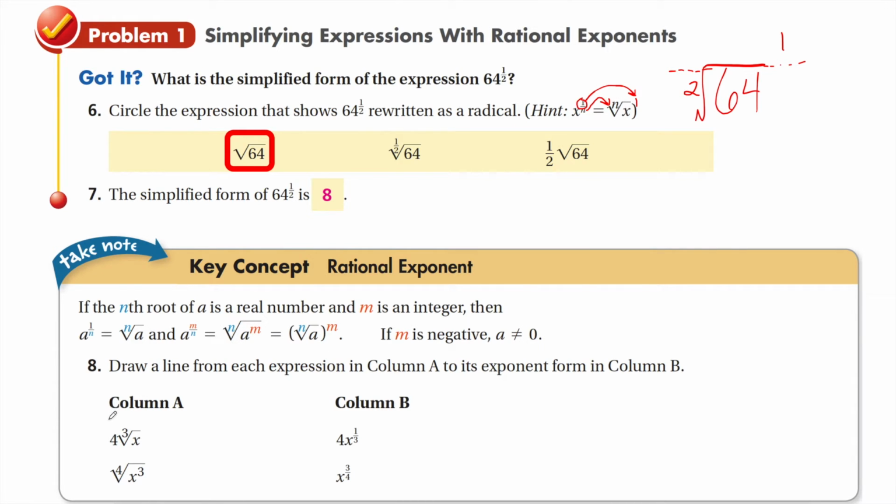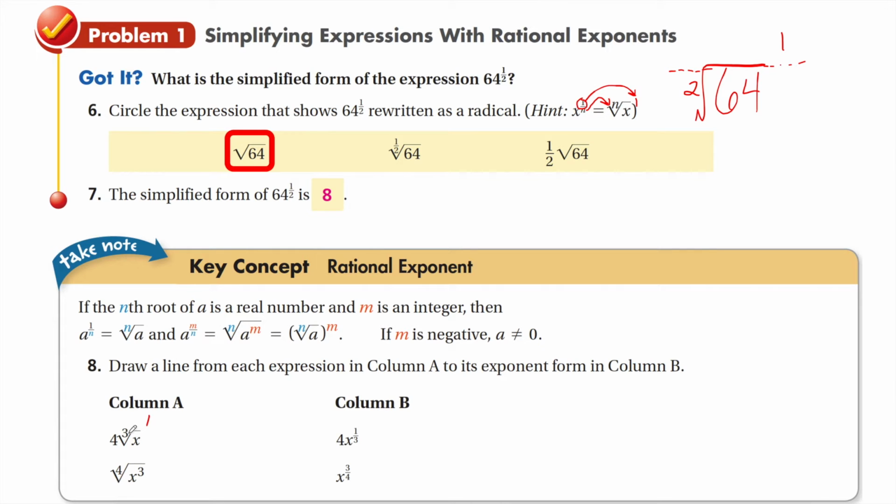Now, if I looked at column A and I had to draw a line from each expression in column A to the exponent form in column B, and I see that we have 4 times the cube root of x, that's going to be the exact same thing as the cube root of x raised to the first power.